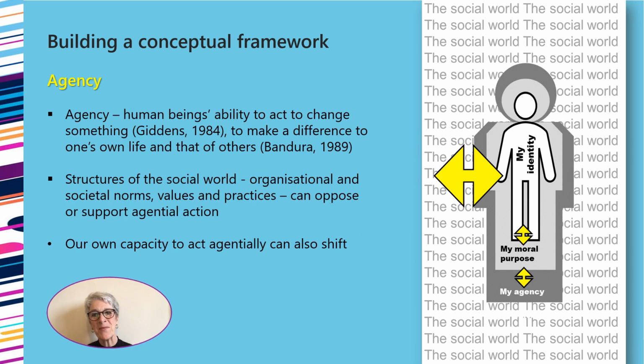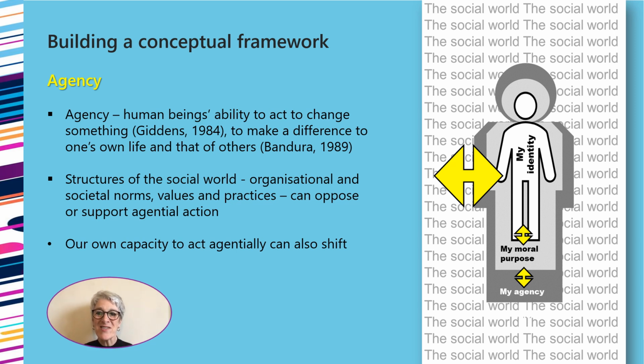The third level of the model introduces the concept of agency. I'm using that term here to mean the human being's ability to act to change something, to make a difference to our own world and to the world of others. So moral purpose and agency work together, supporting one another to allow an individual to make a change.